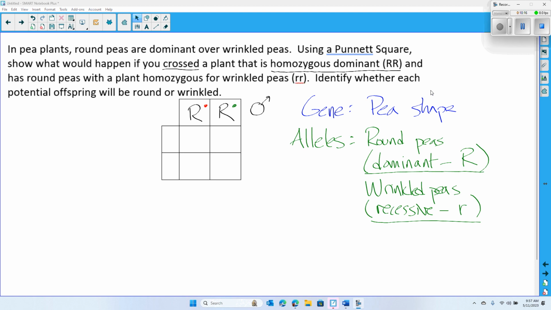The female plant is homozygous for wrinkled peas. So that means the female plant also only has two different kinds of gametes that it's going to produce. They'll both have the same allele.